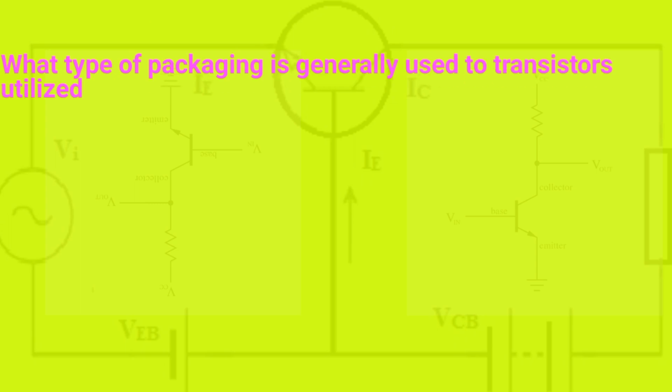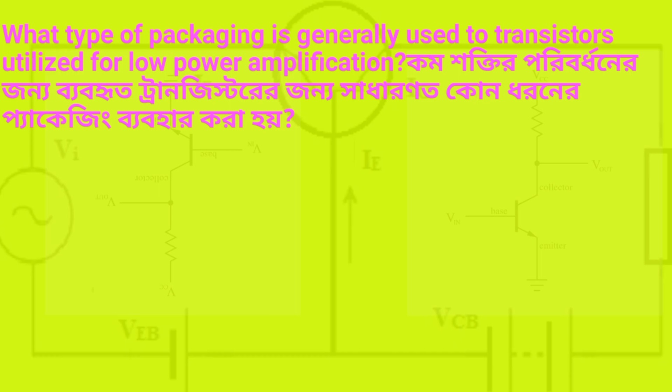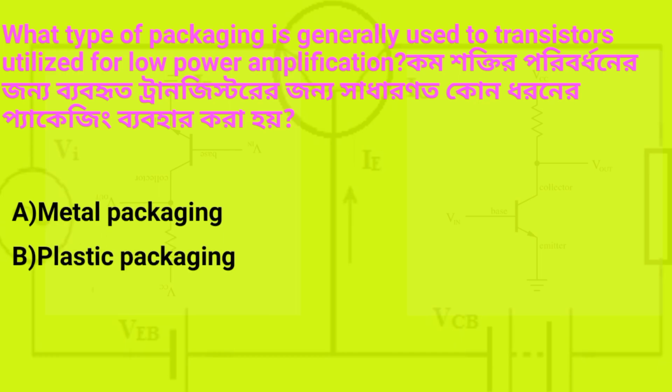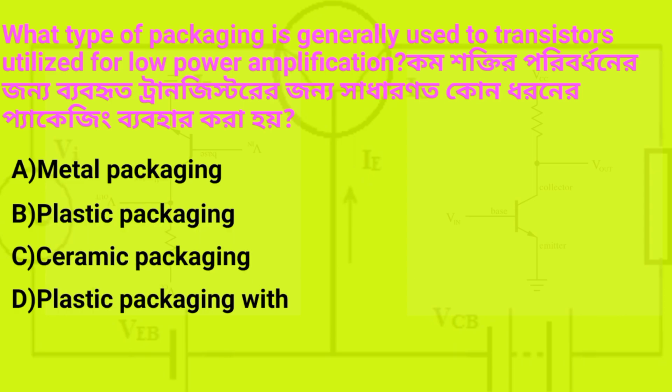What type of packaging is generally used for transistors utilized for low power amplification? Option A metal packaging, option B plastic packaging, option C ceramic packaging, option D plastic packaging with metal heat sinks.